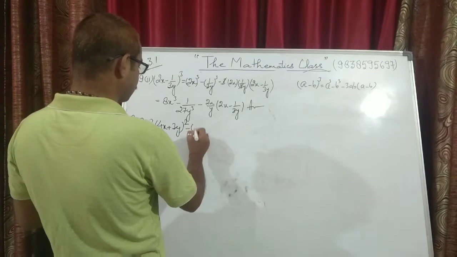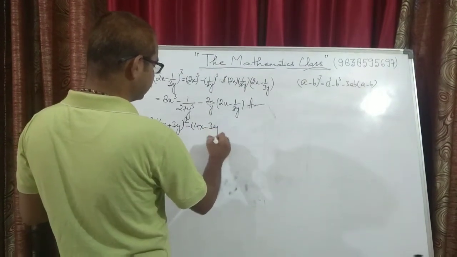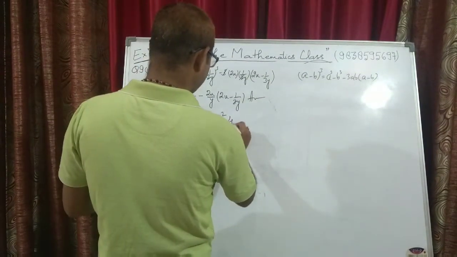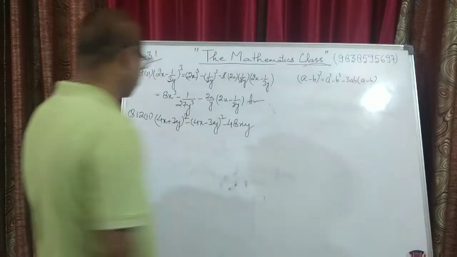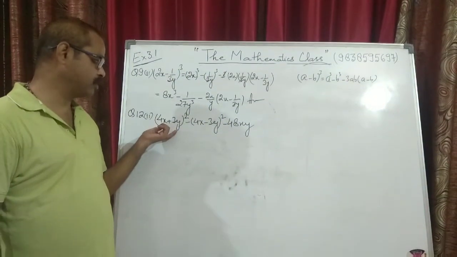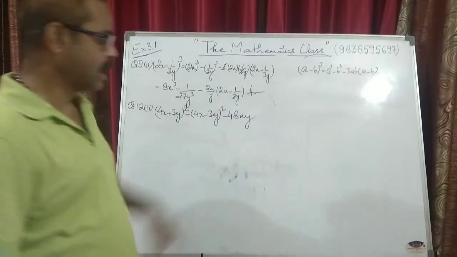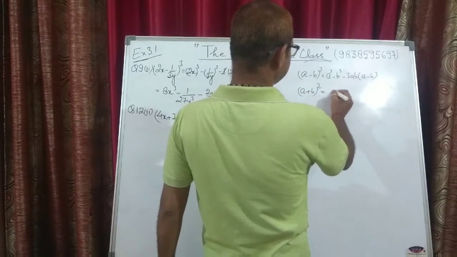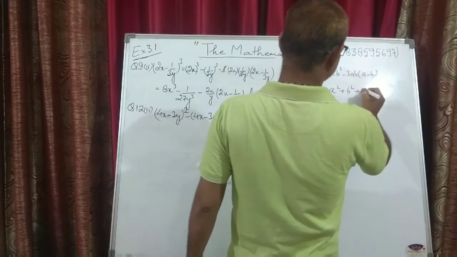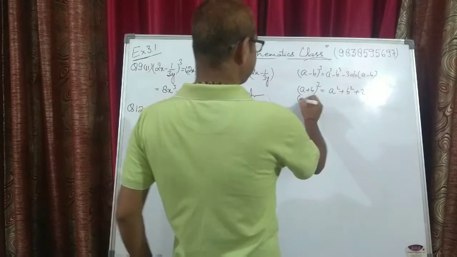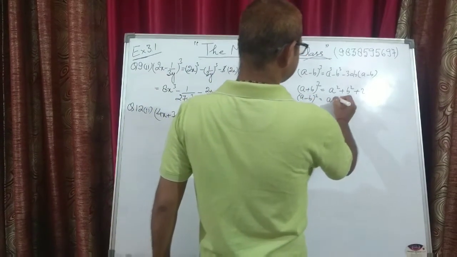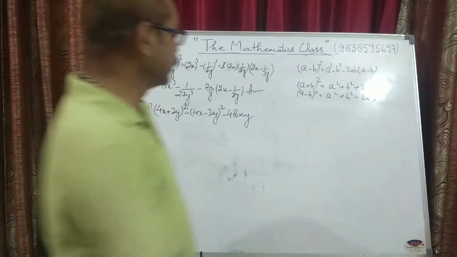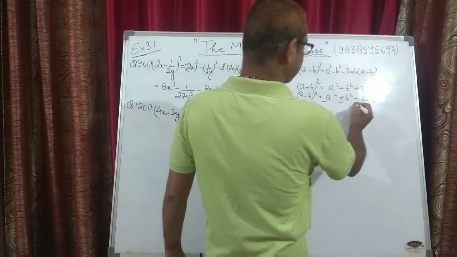minus 4x minus 3y whole square plus minus 48xy. Now you can see a plus b whole square, a minus b whole square. And if you remember, a plus b whole square can be written as a square plus b square plus 2ab. And a minus b whole square can be written as a square plus b square minus 2ab. In between there is a minus sign. If you subtract these two, this will become minus, minus and plus.